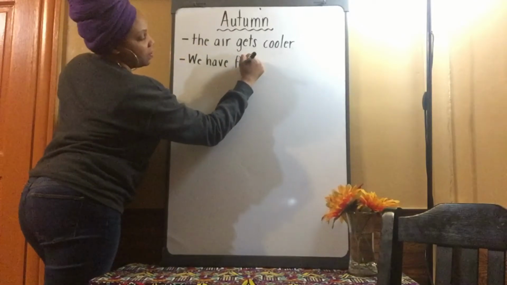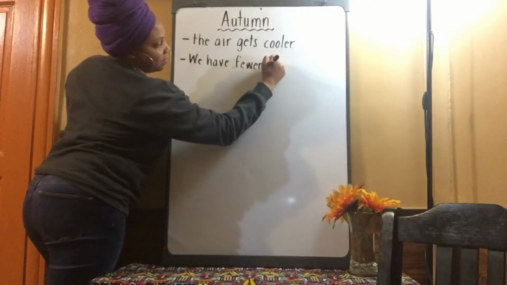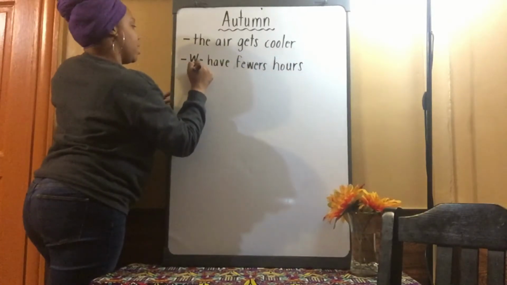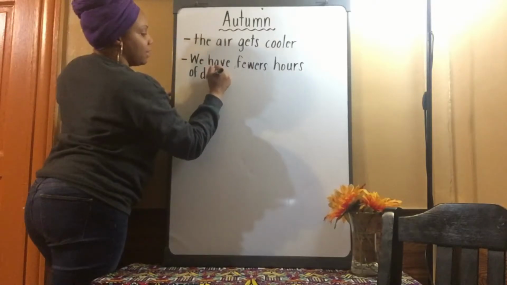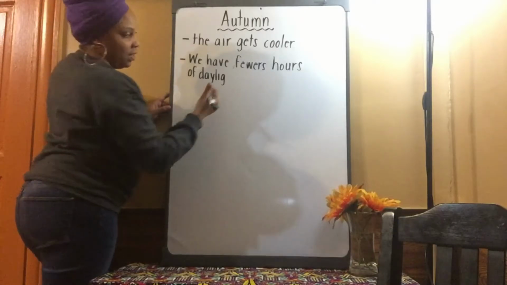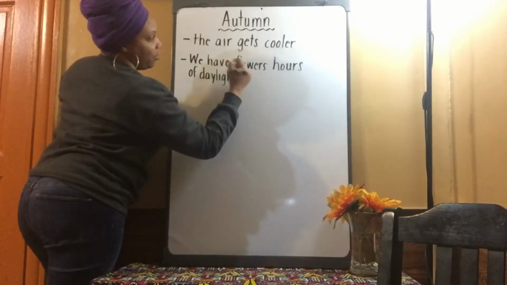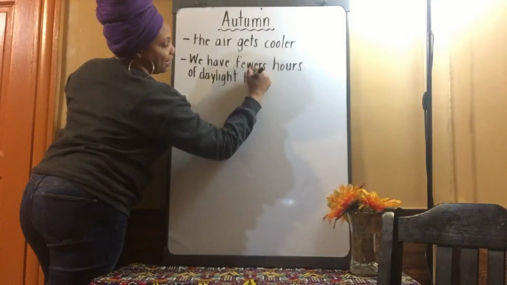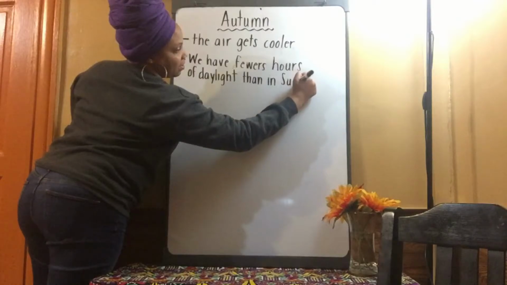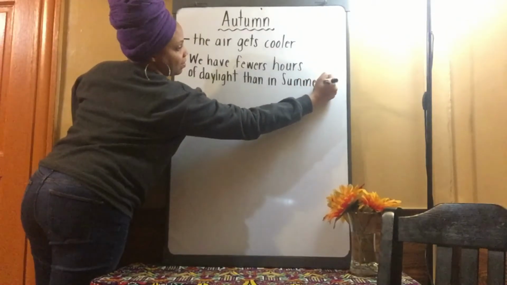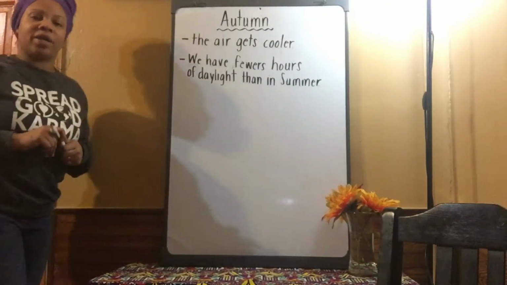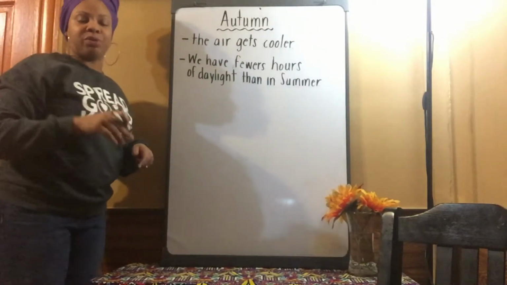fewer hours of daylight than in what season, Congo? Summer. Very good. Fewer hours of daylight than in summer. Thank you, Sister Eliza. All right, what else do we know about autumn? What happens in nature during autumn?